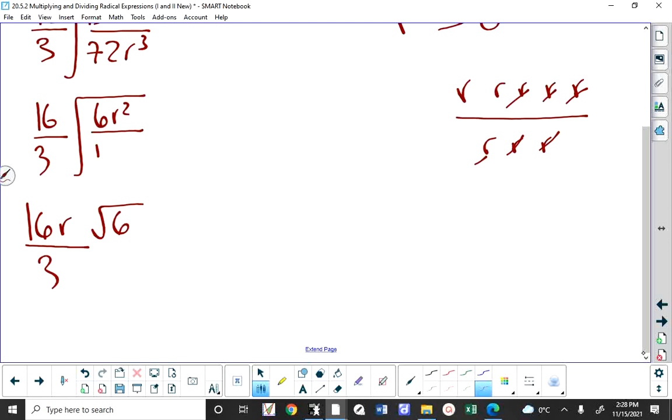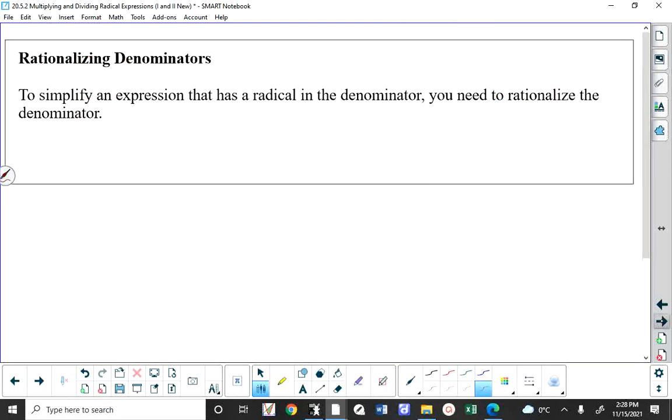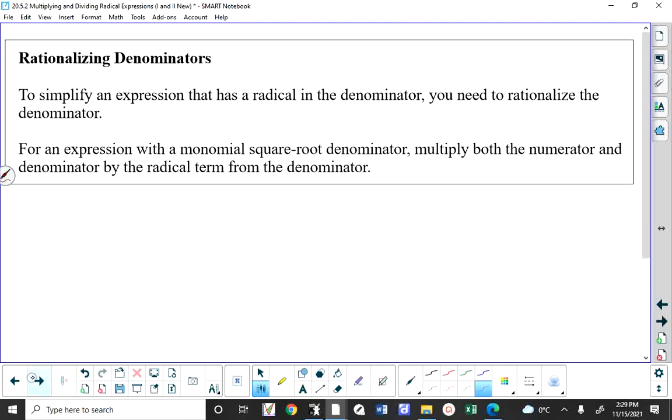This might be written this way, right? Even though I like to keep the coefficients separate from the radicals, it could be written that way. Okay. Rationalizing a denominator. So to simplify an expression that has a radical in the denominator, you are expected to rationalize the denominator. So from here on in, until you get to calculus, if you take calculus, that's the rule. No radicals in the bottom, ever. So how do you do that?